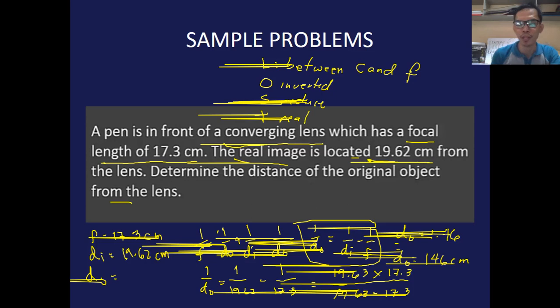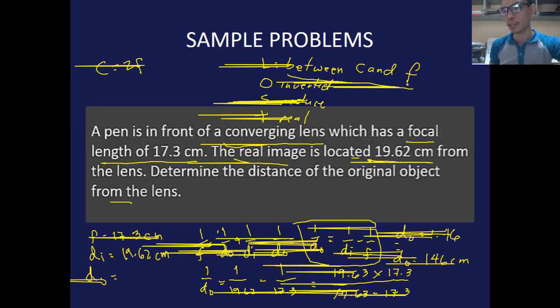Between C and F. How did I get that? I multiplied the focal length by 2, so 2 times F. The answer there is greater than the distance of the image, meaning the location of the image is in between C and F respectively. So there we go. Okay, next problem.